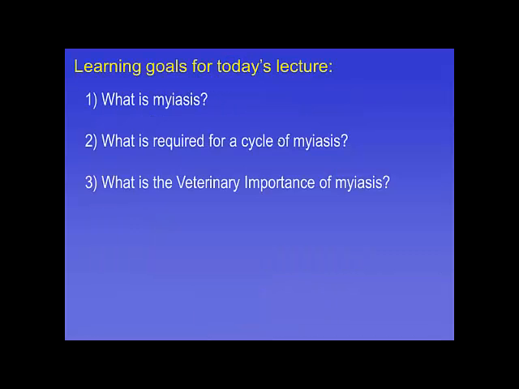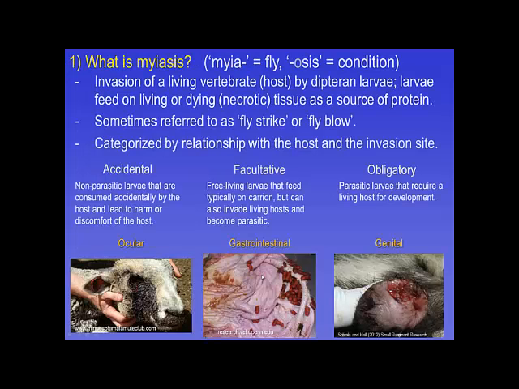Now, given that this topic is focused on a condition, we will not use our typical boilerplate for the lecture. So the learning goals you'll see are going to be a little bit different than what we've been using for the past several lectures. Instead, we're going to focus on what this condition is, as well as the group of flies that cause it, what is necessary for myiasis to occur, and then lastly, what is the veterinary importance of myiasis. So let's start with learning goal number 1.